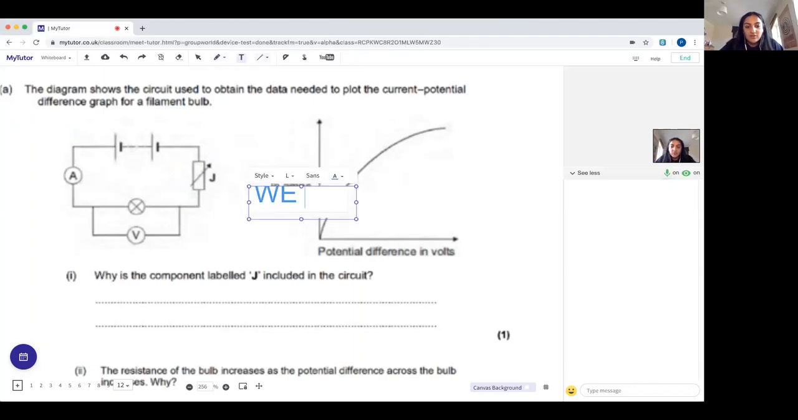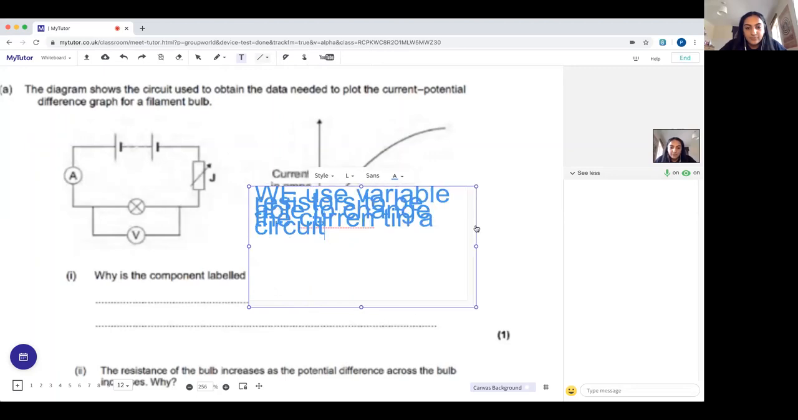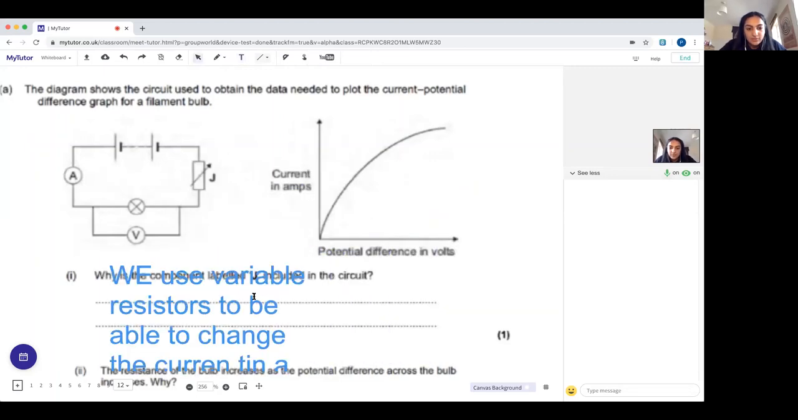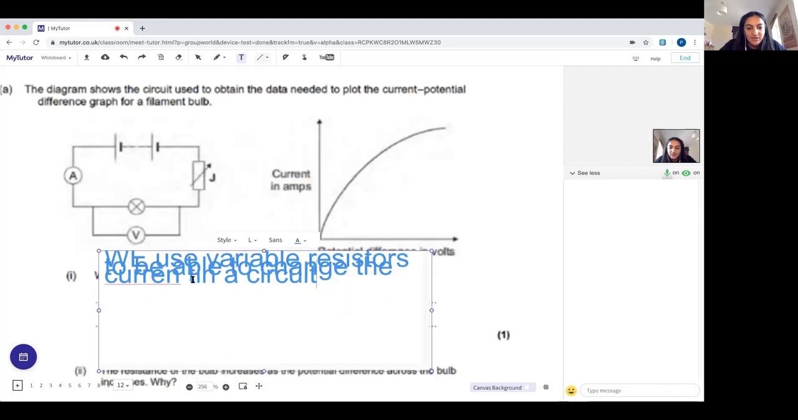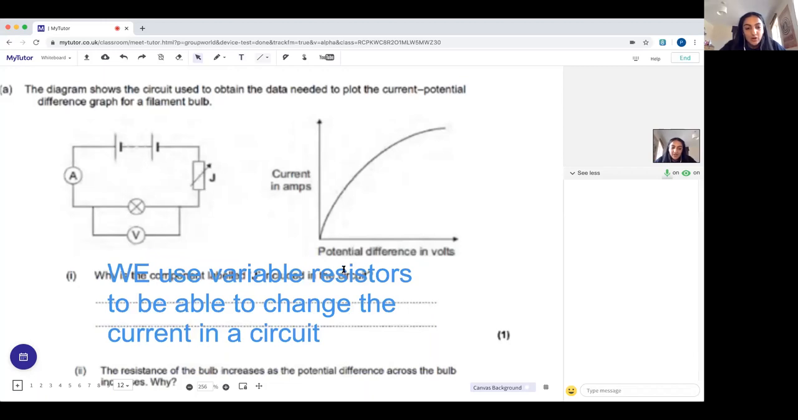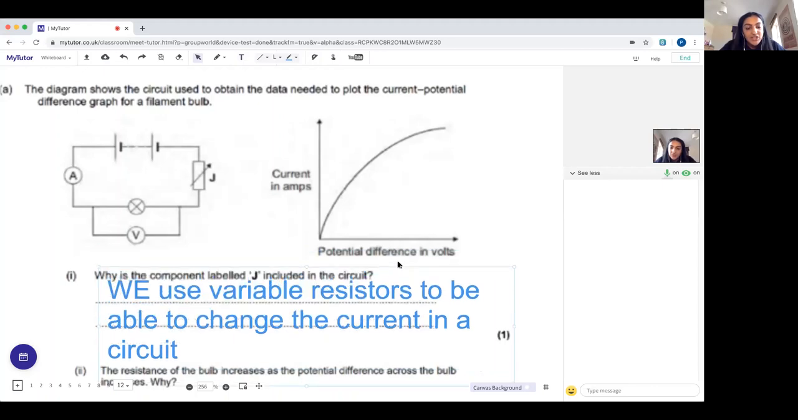I'll just write that down. We use variable resistors to be able to change the current in a circuit. Okay, so that's what they're used for. So that's why it's included in our circuit, so that we control and change the current. That's really important, to be able to control and change the current. Okay, so if we can vary resistance, we can vary current.